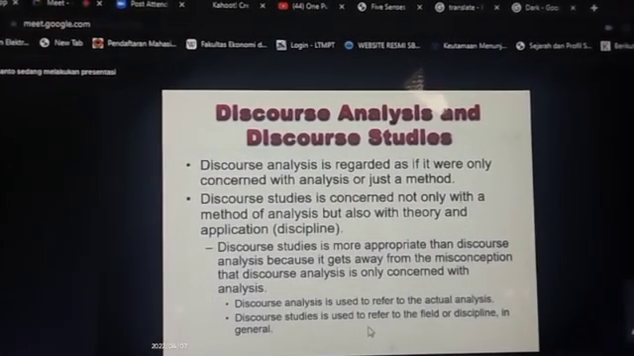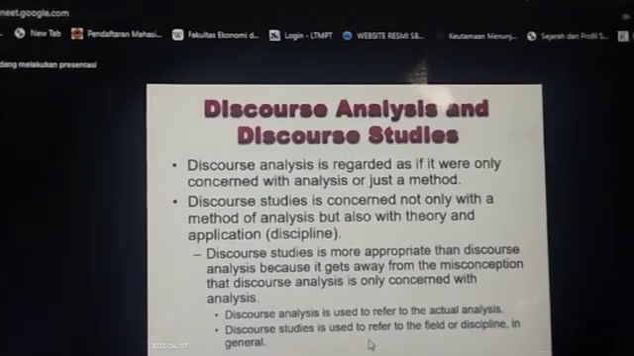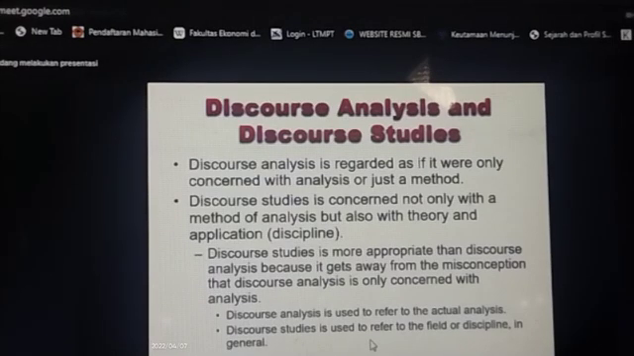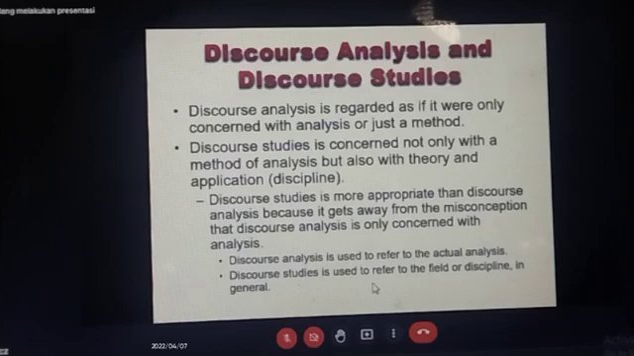And why then do other experts of discourse analysis use discourse studies? Because discourse studies is concerned not only with the method of analysis, but also with theory and also application. This is the difference. If discourse analysis is regarded as only the method, then for discourse studies it is not only about the analysis, but also about the theory and the application. So that's why some linguists use discourse studies rather than discourse analysis.